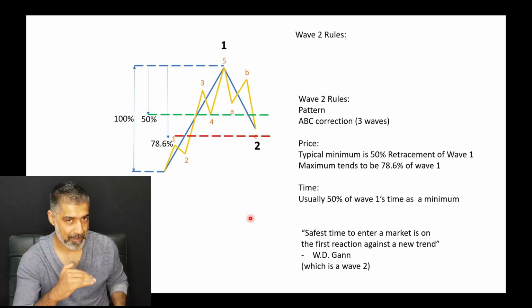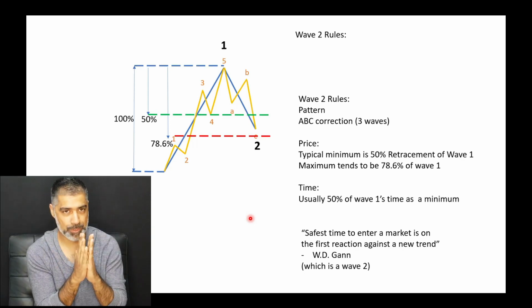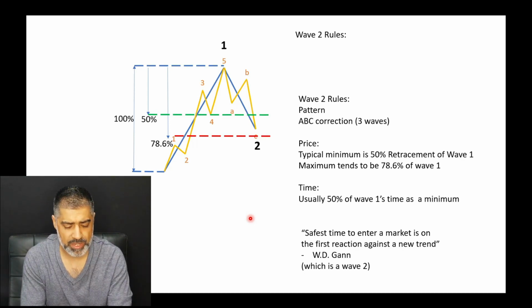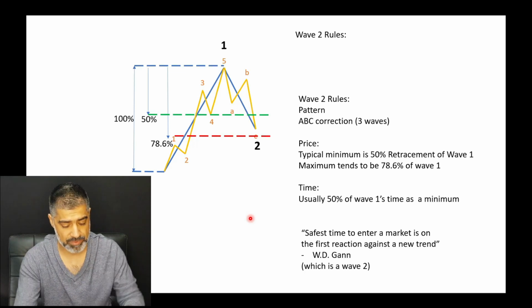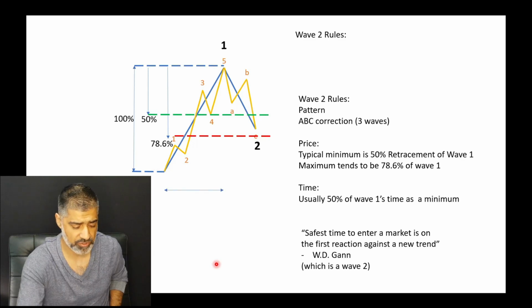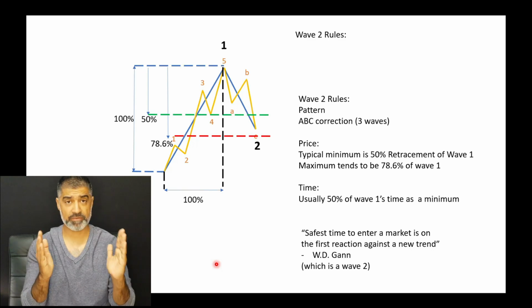So now we've talked about price, so wave 1 goes up and then wave 2 pulls back. Now we're talking about time, so we're going horizontal now. So usually 50% of wave 1's time as a minimum. So wave 2, the length of time it takes to unfold, going left to right, is 50% of the time taken for wave 1 itself, this part here. So let's make this crystal clear. Wave 1, if we look at this, is 100% of the time of wave 1.